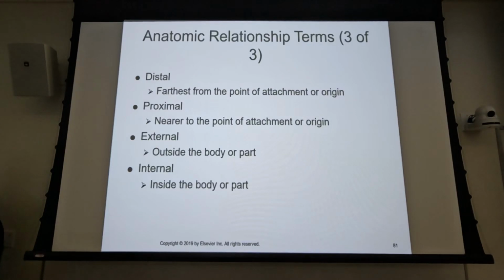So distal, furthest from the point of attachment. Now we're getting a little bit more specific. Let's say your hand is distal to your elbow, and your elbow is distal to your shoulder. Proximal is the exact opposite. The elbow is proximal to the hand, right? The hand is proximal to the fingers. External and internal, pretty obvious.